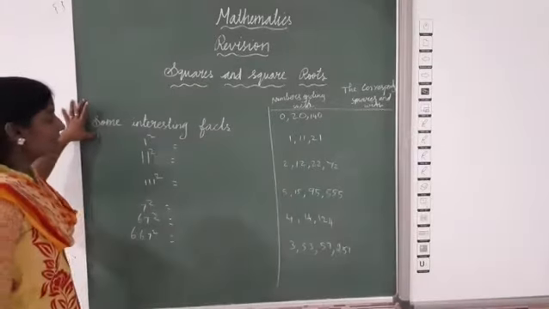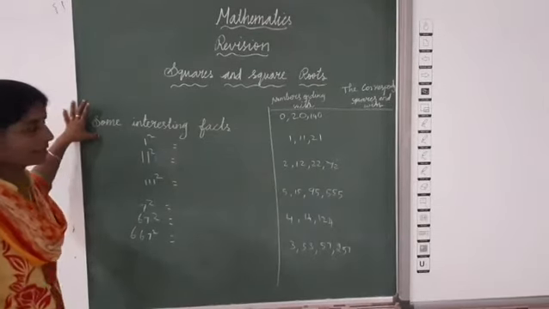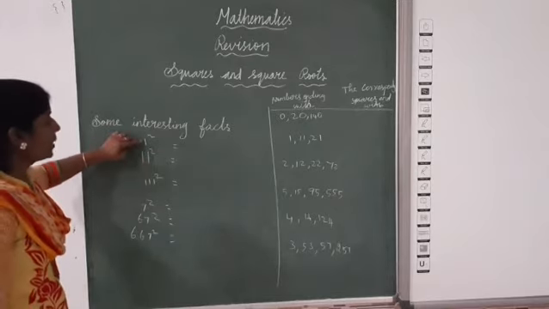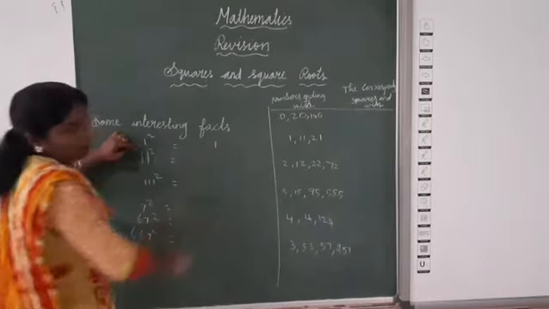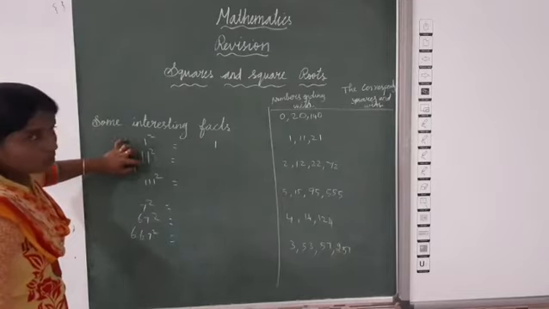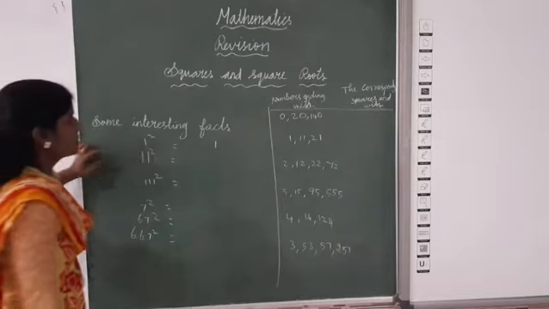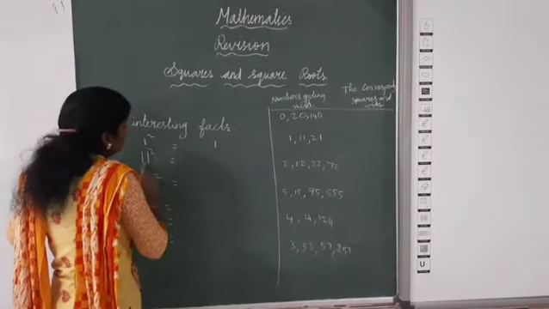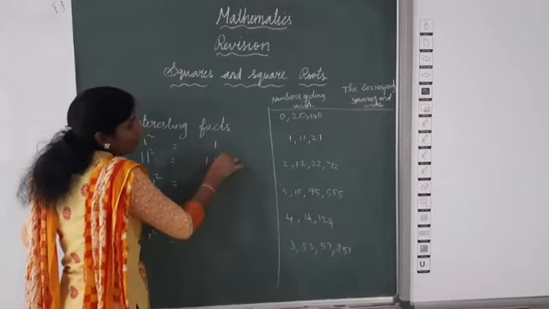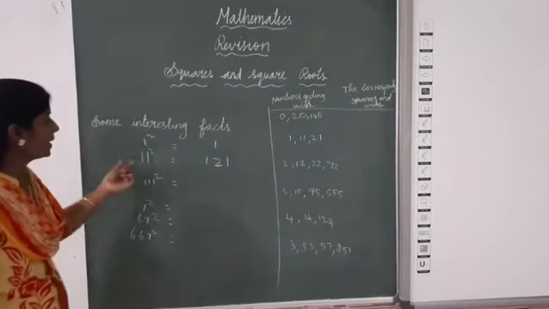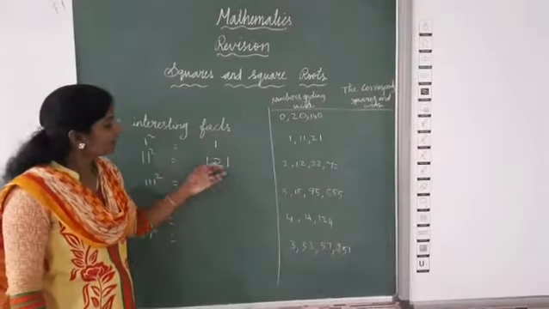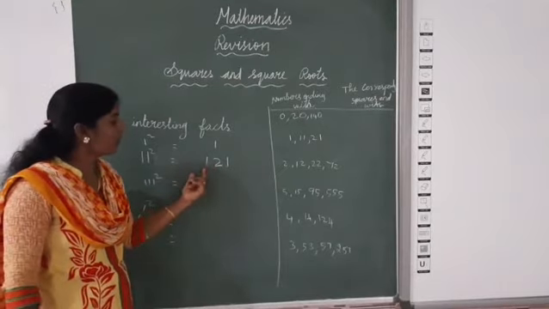Now, some interesting facts. Here 1 square, 11 square, 111 square. Here 1 square means the answer is 1. 11 square means, now here, 2 ones, isn't it? So we can write 1, 2. Then 2 before 1. Here there are 2 ones, so we can write the counting numbers 1, 2. Then reverse order. Reverse means 2 before 1.